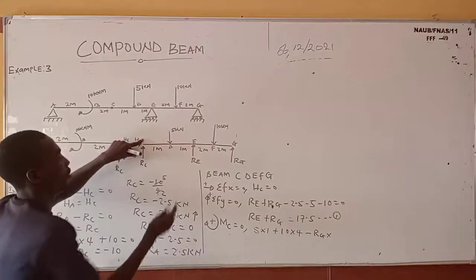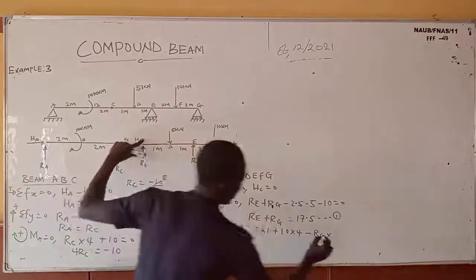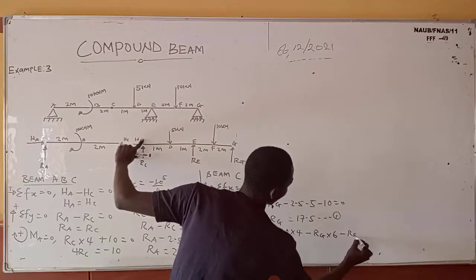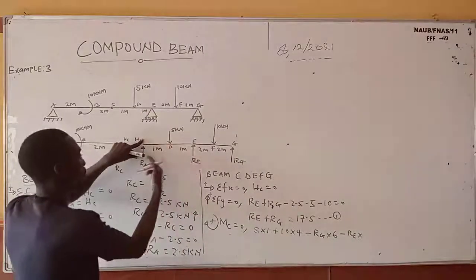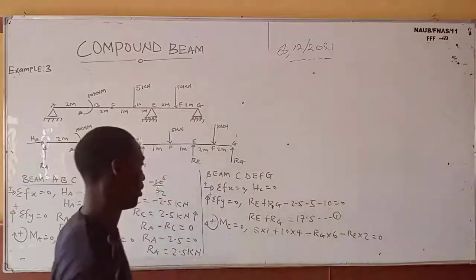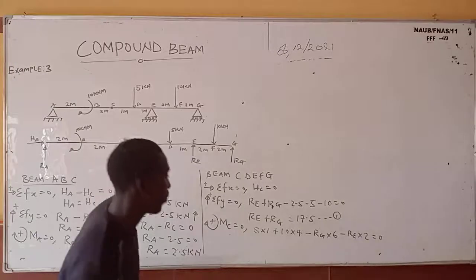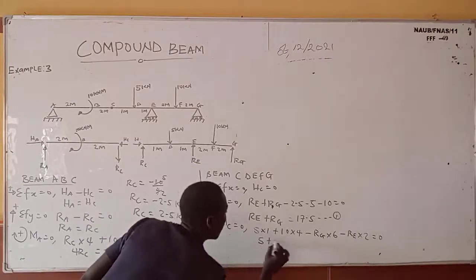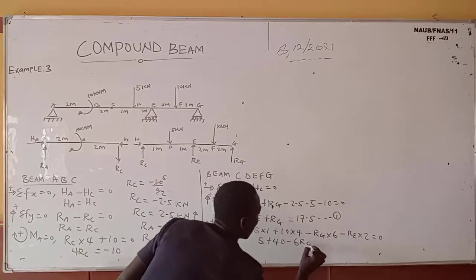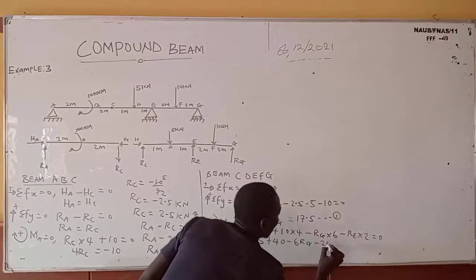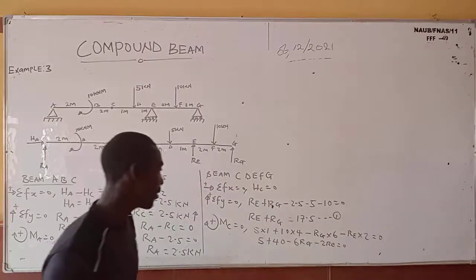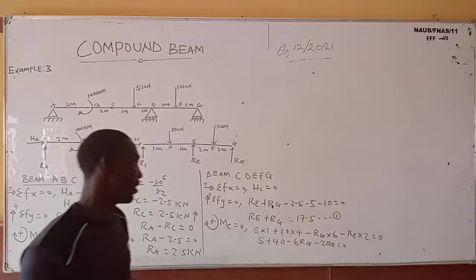The total distance is what? 4, 5, 6. 6 minus what? ROE. The distance ROE we cover is what? 2. So 2, everything equals to what? 0. Do you get that? So 5 times 1 is 5 plus 40 minus 6 ROG minus 2 ROE equals to what? 0. So 5 plus 40 is what?